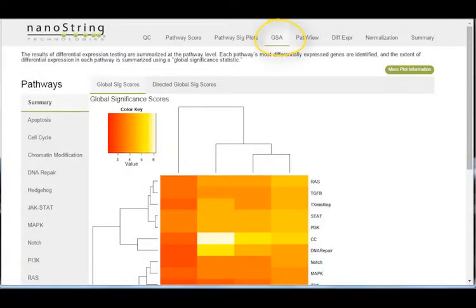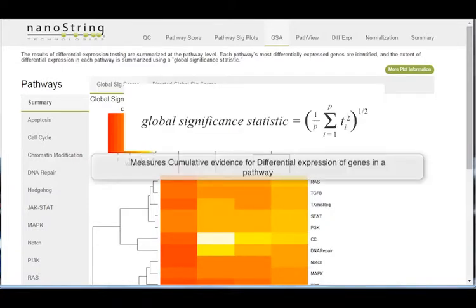Now let's look at the pathway level summary of these differential expression analyses. The pan-cancer pathways analysis module summarizes differential expression at the pathway level using two statistics, the global significance statistic and the directed global significance statistic. Global significance scores condense the differential expression results from 730 genes into 13 pathway-level measurements of differential expression. These simple statistics are calculated from the t-statistics of pathway genes, which are themselves calculated from linear regressions run in the differential expression analysis. Global significance statistics are calculated separately for each variable in the regression.